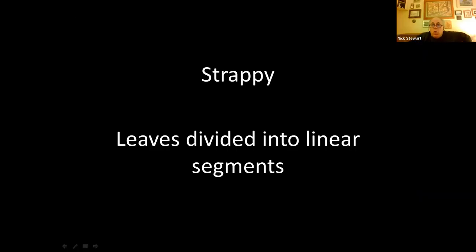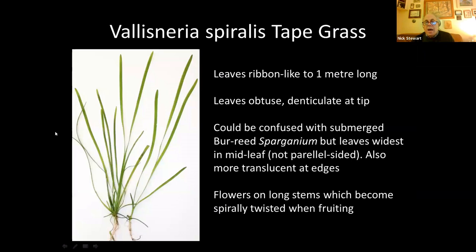We have a few leaves which will come into the strappy category. So the strappy group are ones with ribbon-like leaves, often about a centimetre in width, and often quite long, 30 centimetres plus in length. And there are a couple of species to consider here. This is quite a rare species, but it is in one or two places in Britain.